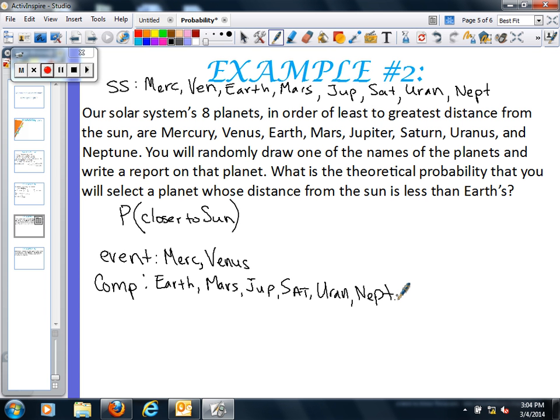Now we're going to look at the odds. Okay? So the odds, again, are the number of favorable outcomes. Well, I have 2 outcomes that are favorable, that are going to fit with what I'm looking for. And I have 8 total outcomes. So I simplify this, and that's 1 over 4, or 25%. Okay, so the probability of picking a planet that is closer to the sun than Earth would be 1/4, or you could call it 25%.